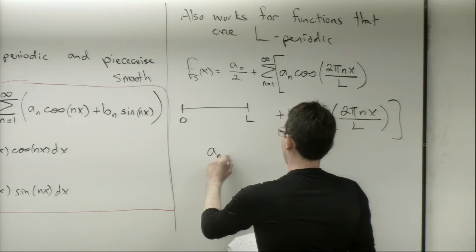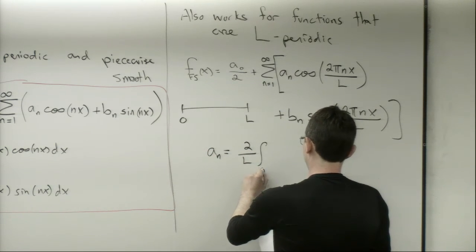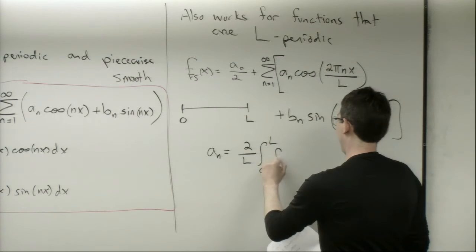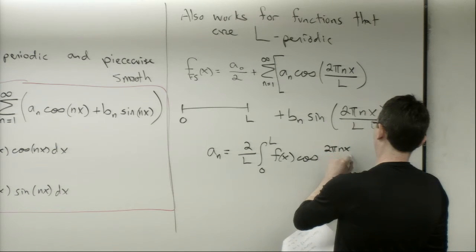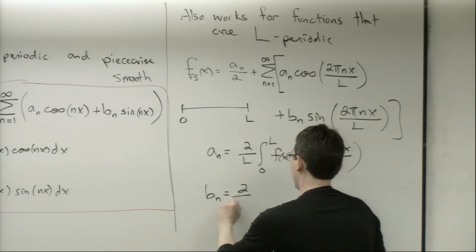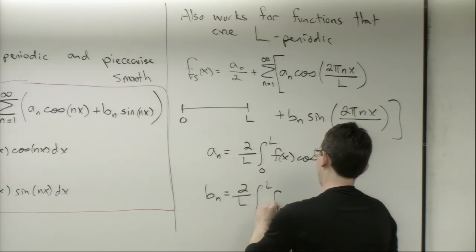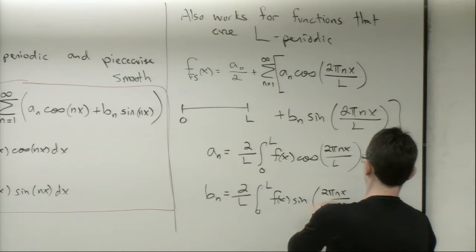And a_n is also pretty simple. It's just 2 over L integral 0 to L of my function times cos of 2 pi n x over L. And b_n is 2 over L integral 0 to L of f of x times sine of all this stuff, 2 pi n x over L.